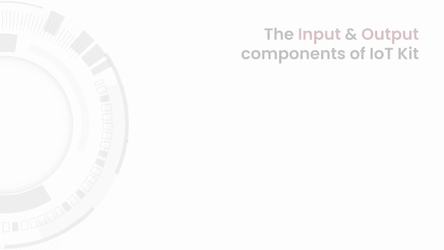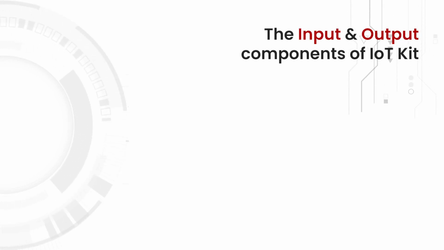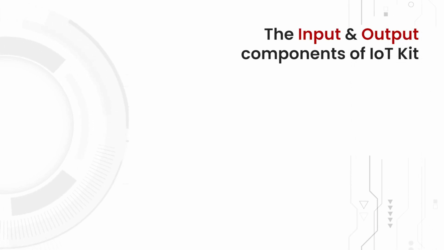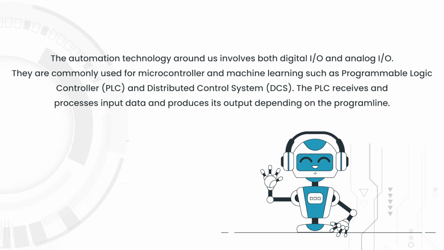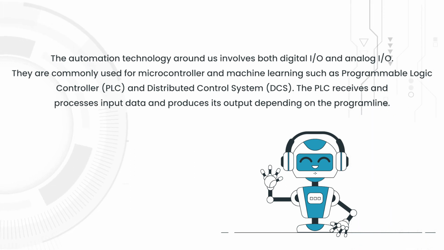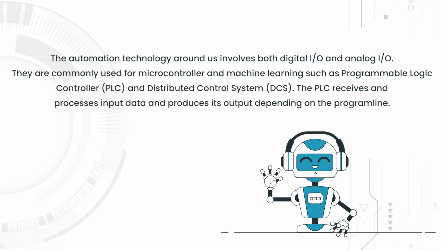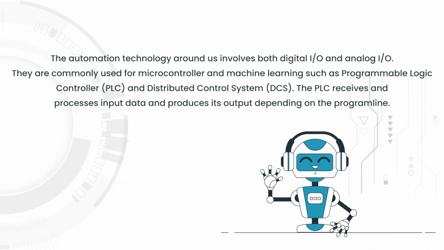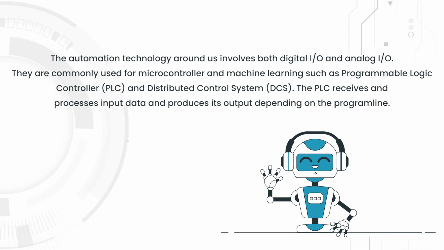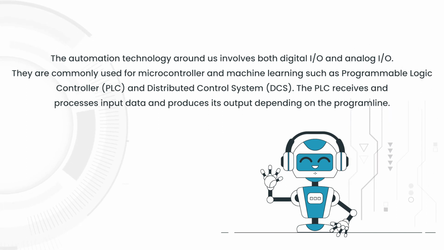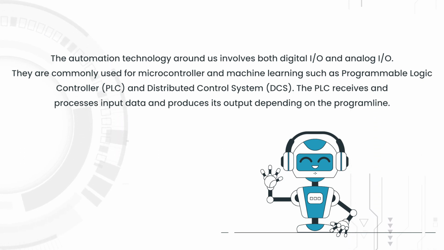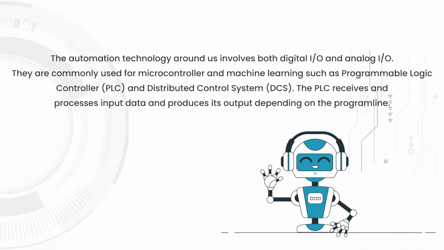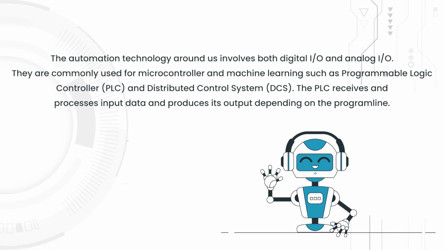Let us know about the input and output components of the IoT kit. The automation technology around us involves both digital input-output and analog input-output. They are commonly used for microcontroller and machine learning such as programmable logic controller (PLC) and distributed control system (DCS). The PLC receives and processes input data and produces its output depending on the program line.